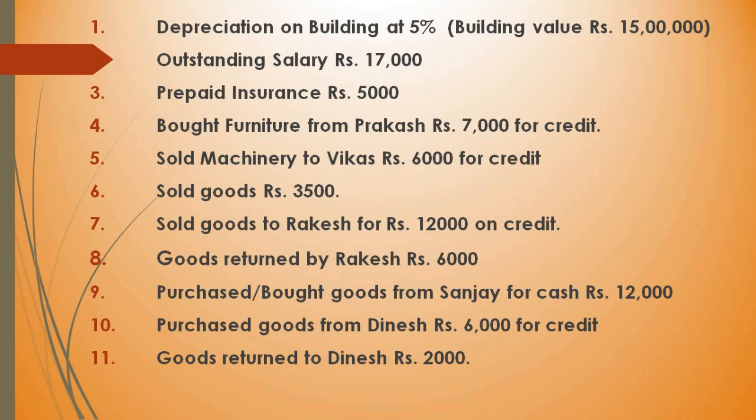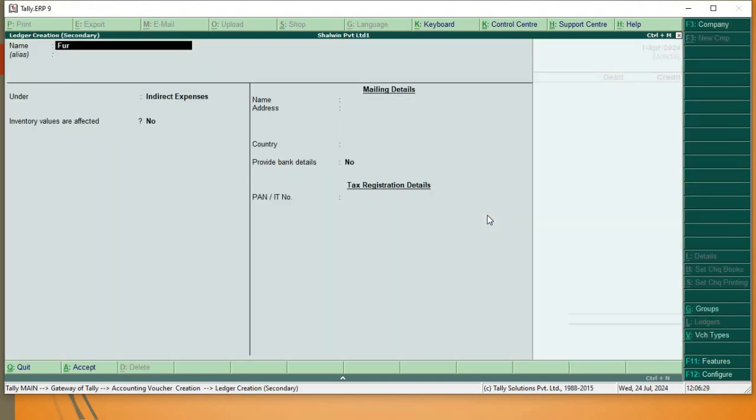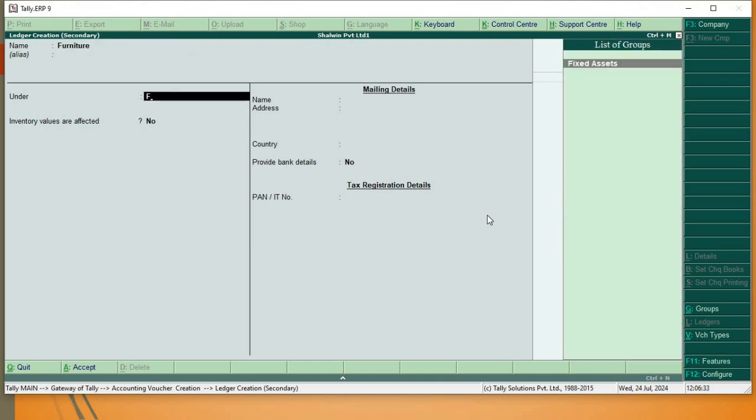So bought furniture from Prakash, rupees 7,000. It has to be entered in journal. So debit side, we are having furniture. I'll just create it as furniture under fixed asset.